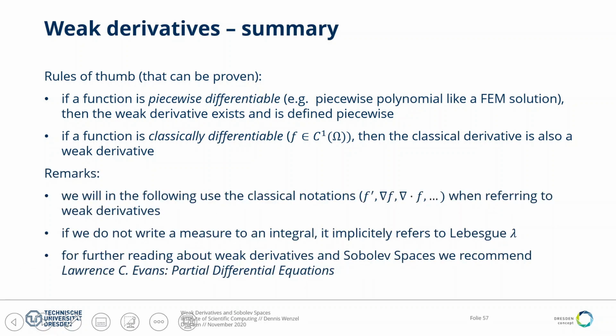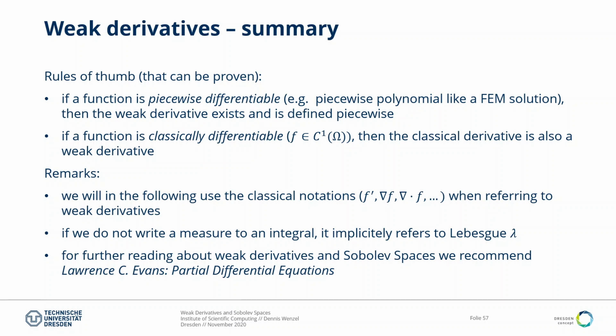Okay? And a few remarks. In the following, I will use the classical differential notation, so f prime, gradient of f, divergence of f, and I will always refer to weak derivatives when I talk about this. And the reason for this is simple. If a function is classically differentiable and it actually possesses a classical gradient, then it's fine, they are the same anyways. And if not, I don't want to introduce a different notation for the weak gradient, because if I have a function that is discontinuous, of course there is no classical gradient, so I will always mean the weak gradient. Okay? So in the future, when I write gradient or divergence of f, it will always be the weak one.